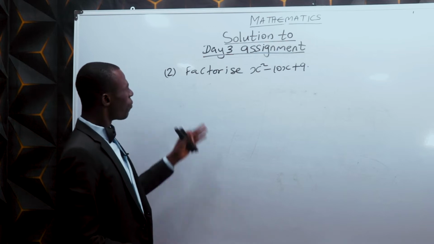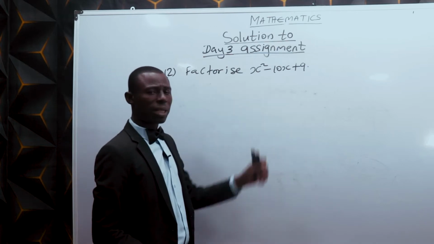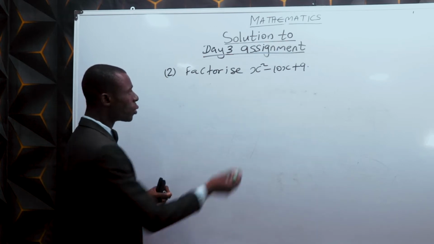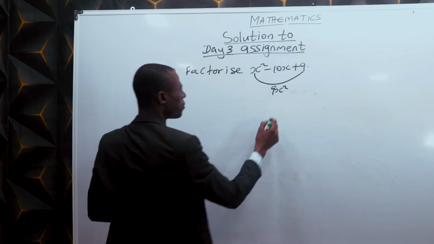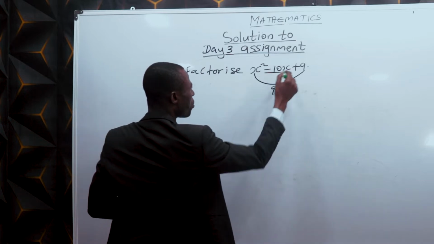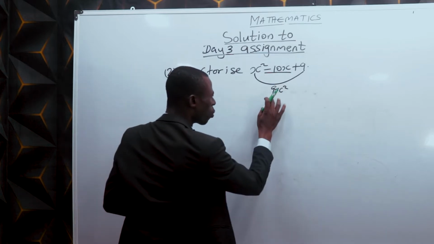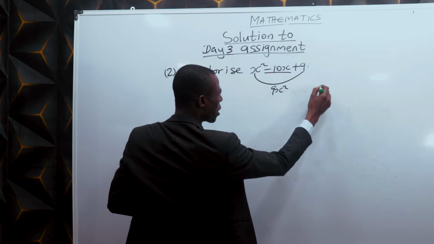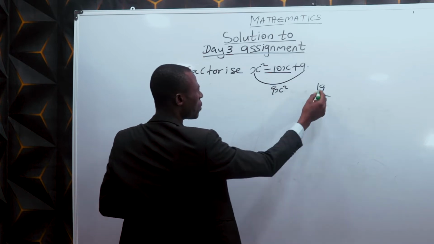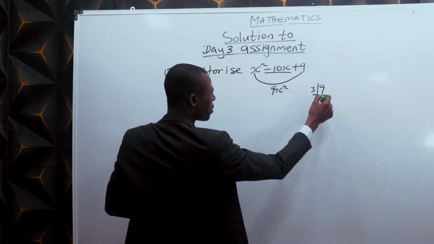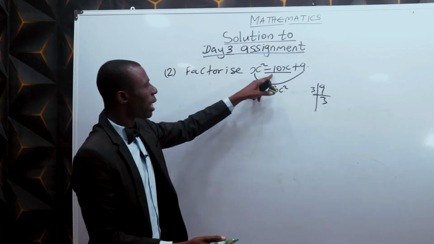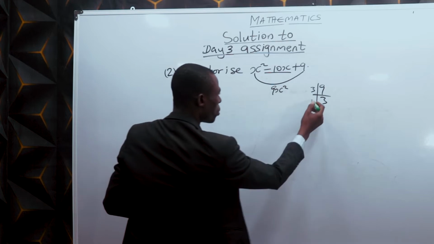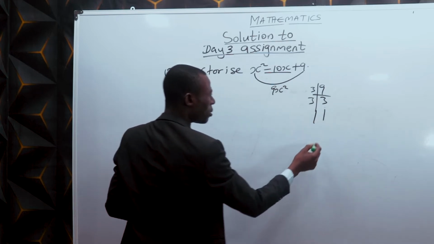Question 2. Factorize x squared minus 10x plus 9. Multiply the first and last term together, you have 9x squared. Underline the middle term. Bring the coefficient of this product here. Let's see. 3 in 9 is 3. Can we manipulate 3 and 3 to get minus 10? No, it's not possible.